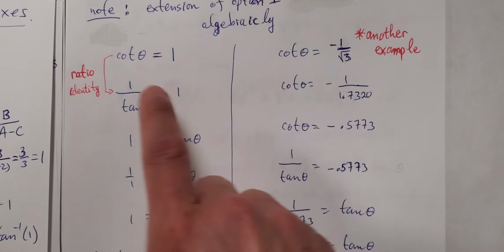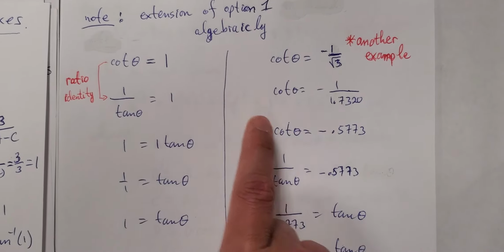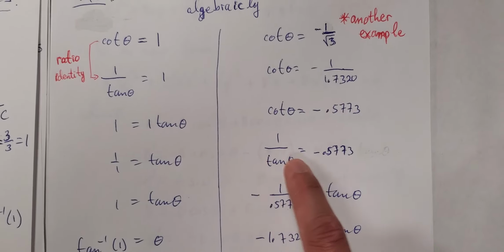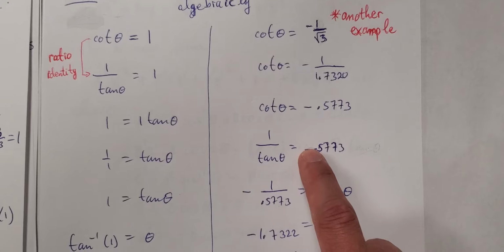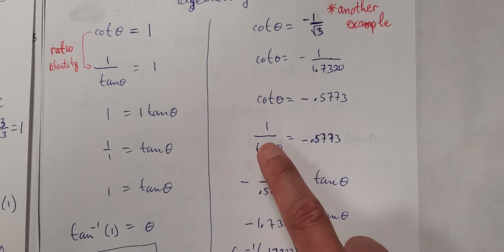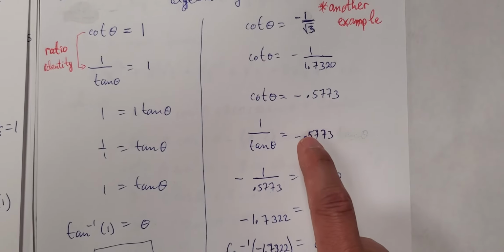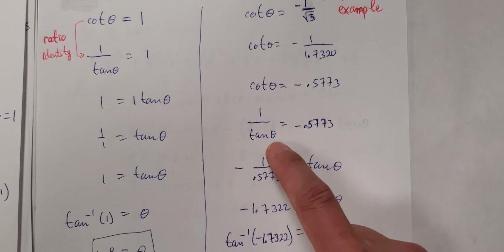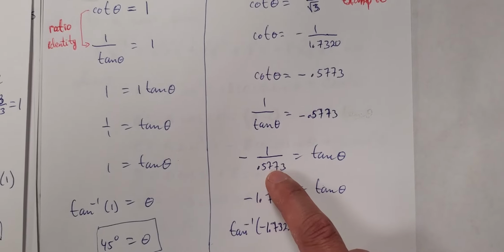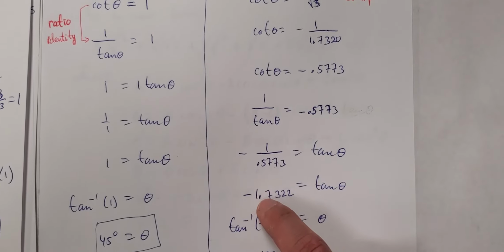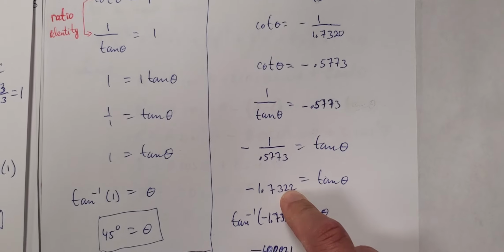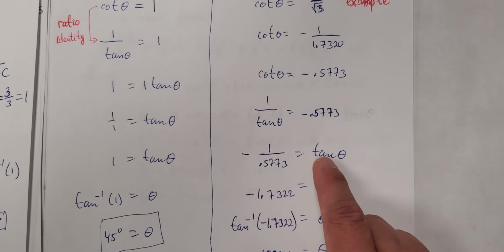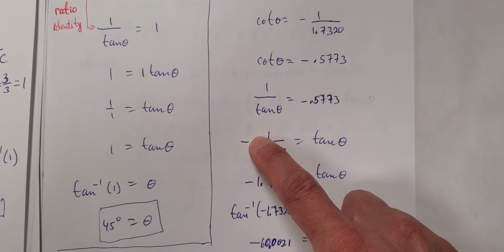Same thing here. What is the ratio identity of cotangent? The ratio identity of cotangent is 1 over tangent. Bring the tangent to the right side. Bring the 0.5773 down. Divide. 1 divided by 0.5773 gives me negative 1.7322. Okay? Again, don't forget that negative, because we want tangent to be positive, so bring the whole thing over.